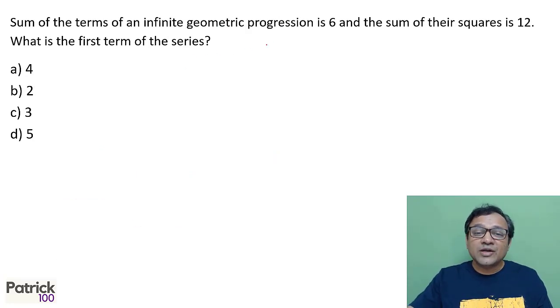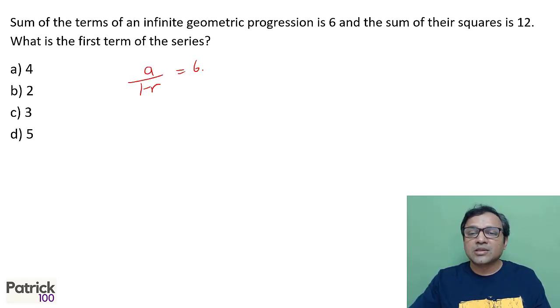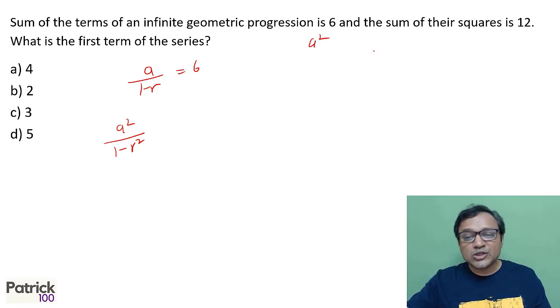The sum of the terms of the infinite geometric progression is 6. The formula is a upon 1 minus r equal to 6. And the sum of the squares is 12, so a square upon 1 minus r square. Because if you square it, the first term becomes a square, and the ratio becomes r square, since each number becomes a square, so the ratio between two terms also becomes a square.